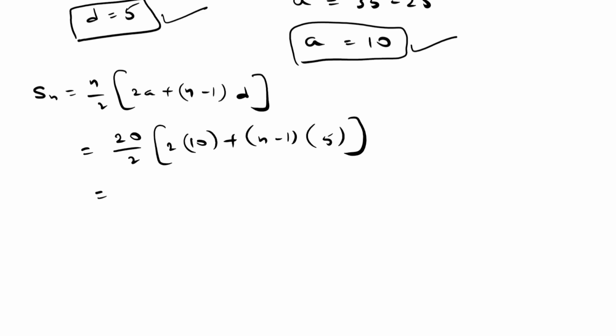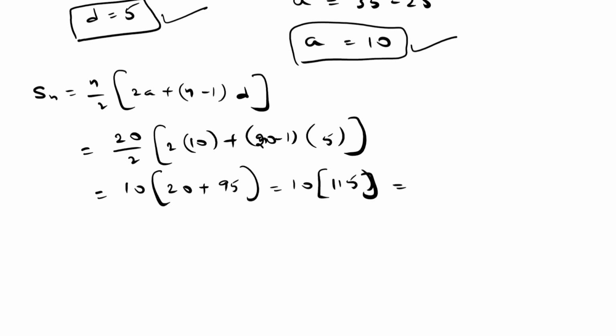So substituting 10 in the place of a, plus n minus 1 into d, which is 5. So 20 by 2 is 10, into 2 tens are 20 plus 5 into (n minus 1). Oh sorry, n value we know, right? It is 20. Sorry, 20 minus 1 is 19. 19 fives are 95, which equals 10 times (95 plus 20), which is 115, which equals 10 into 115, which is 1150. So the sum of those 20 terms is 1150.